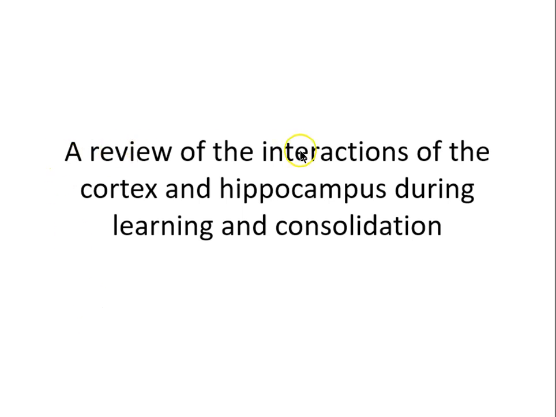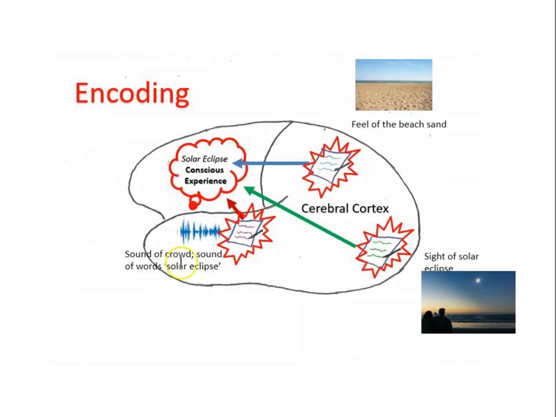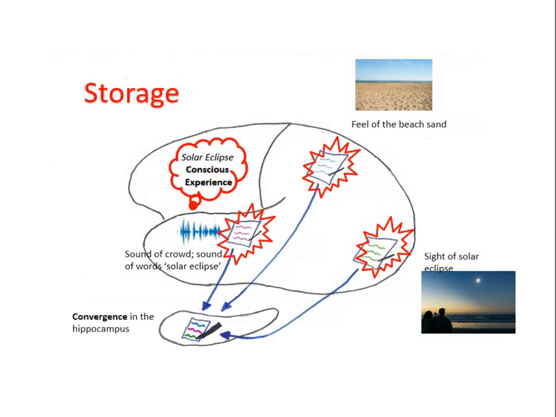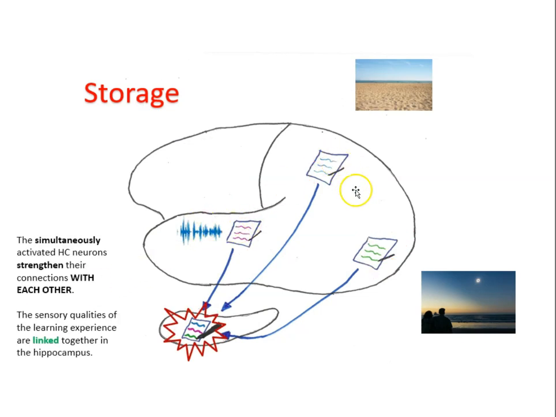This lesson will be a review of the interactions of the cortex and hippocampus during learning and consolidation. In previous lessons, we've learned about the encoding stage, where the cortical regions are responding to the learning event and sharing information with the working memory system. But simultaneously, those same cortical regions are sending information that converges down into the hippocampus. And so, while the cortical memory traces are weak at this point, we make a nice, strong hippocampal memory trace that links the cortical memory traces into a unified memory of the event.